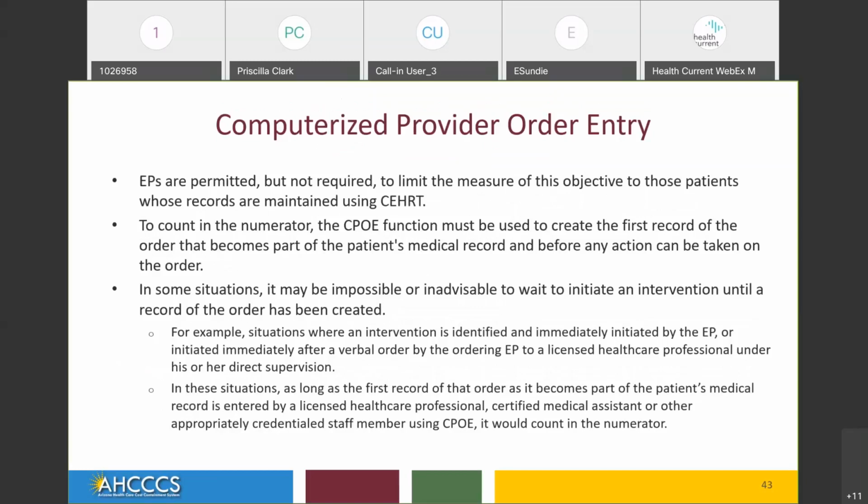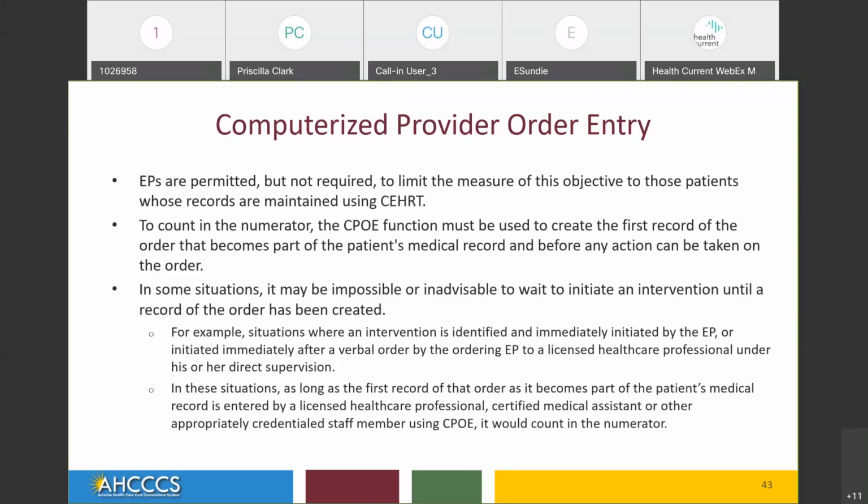EPs are permitted but not required to limit the measure of this objective to those patients whose records are maintained using CEHRT. To count in the numerator, the CPOE function must be used to create the first record of the order that becomes part of the patient's medical record and before any action can be taken on the order.